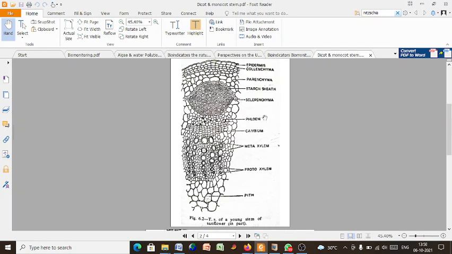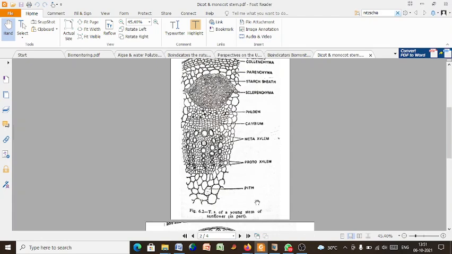These are the phloem. And as I already mentioned, the nature of the vascular bundle is open. The cambium is present in between the phloem and the xylem. These are the metaxylem, and these are the protoxylem. And this centralmost part is known as the pith.